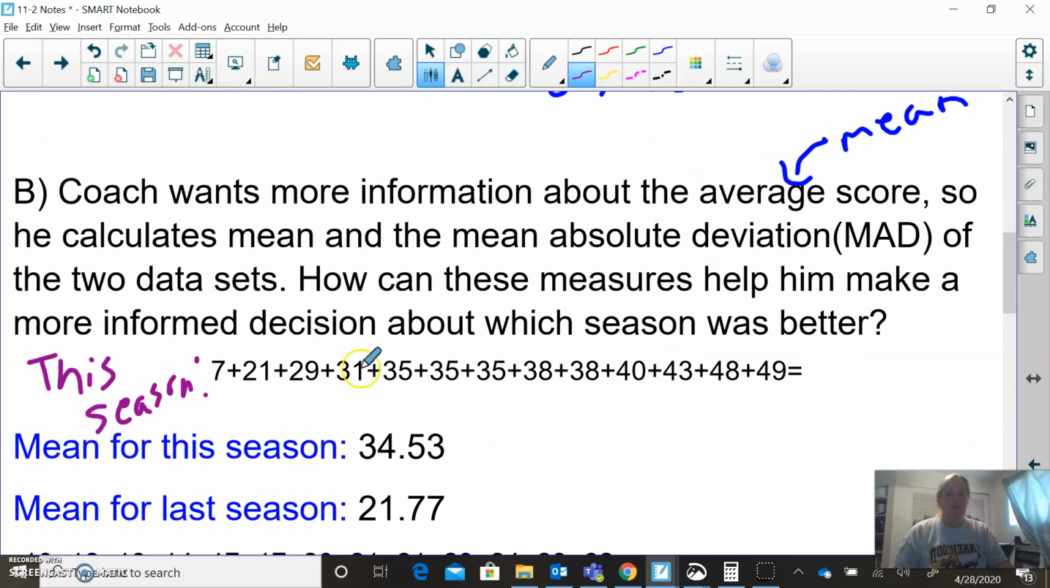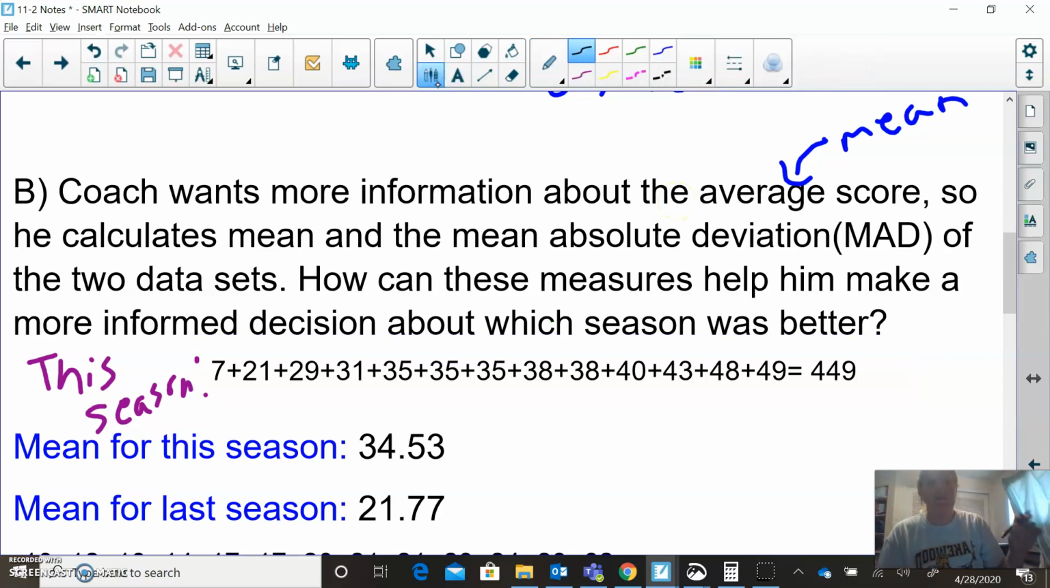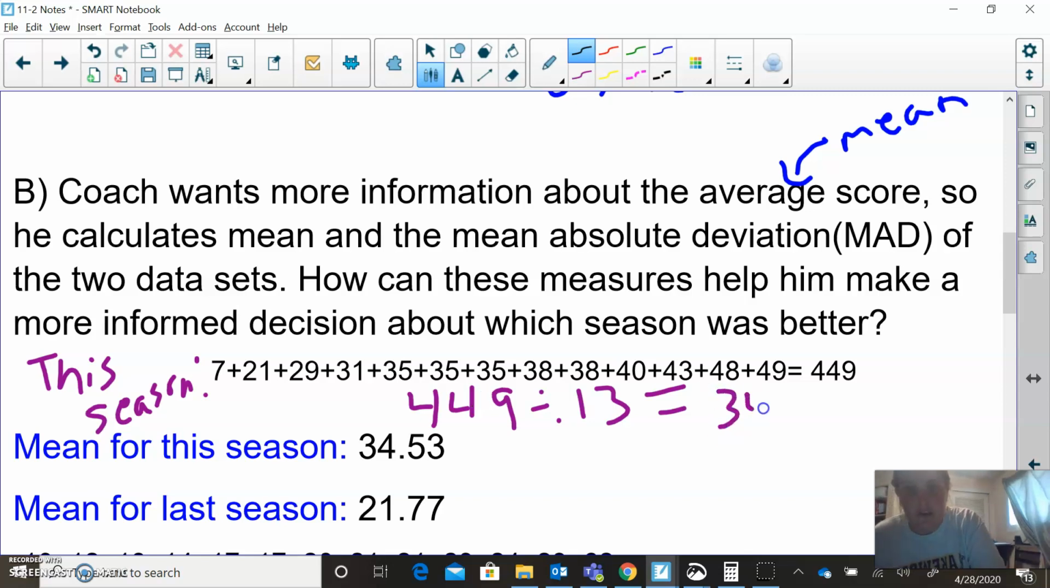So all I did to calculate mean was add them all together. Let's add them all together. And I got 449. Then you are going to take that number and divide by how many terms there are. There are 13 terms because we played 13 games. So we're going to take 449 and divide it by 13 because we have 13 data values. We played 13 games: 1, 2, 3, 4, 5, 6, 7, 8, 9, 10, 11, 12, 13. So we're going to divide by 13. 449 divided by 13 is 34.53. That is how I got that number.